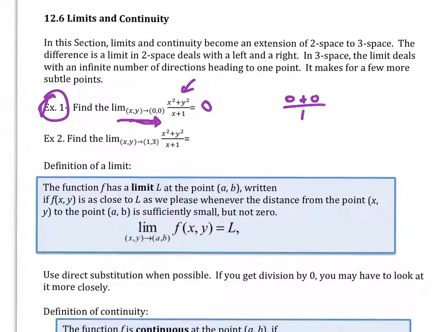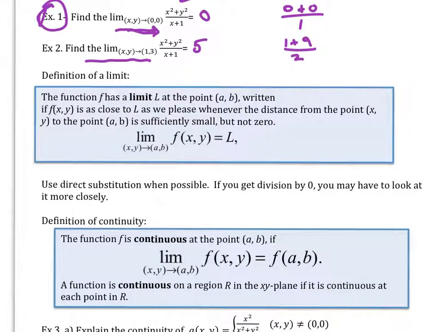Let's try another one. If we do the exact same function and we go to 1, 3, that's going to be 1 plus 9 all over 2. So my answer would be 5. So direct substitution usually works. And there are some other nuances that will come about. I don't know how much we're going to deal with them here, but we'll see what happens with the homework.